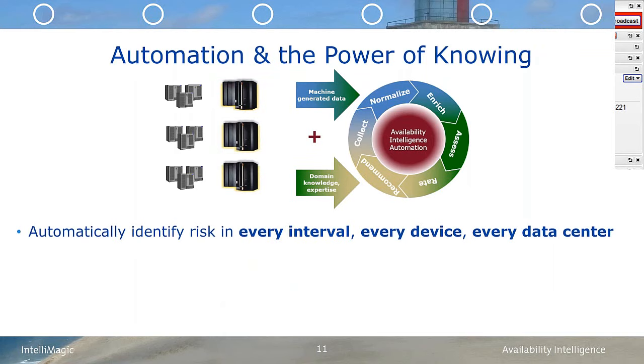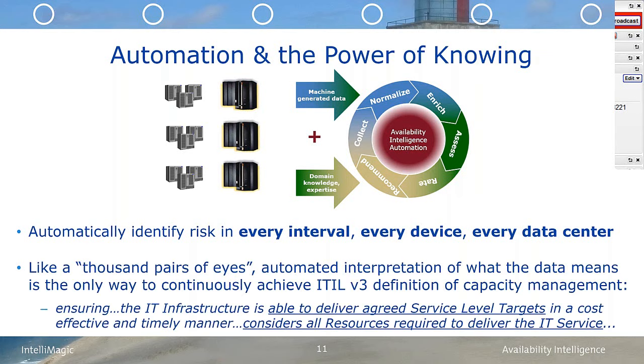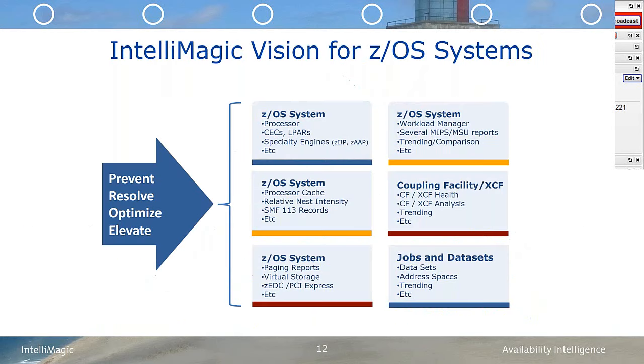If you automatically apply the expert knowledge to every device in every data center across every interval, there's a lot of value that can be had from this automatic checking. It's kind of like 1,000 pairs of eyes that can automatically interpret what the data means for your workloads and your infrastructure. And it really gets to this idea that ITIL talks about on capacity management. It's the only way to get to it because nobody's got the time to do this kind of assessment on this frequent of a basis. So it will affect the performance and availability and efficiency of how you run the environment.